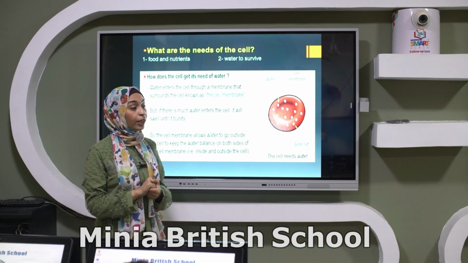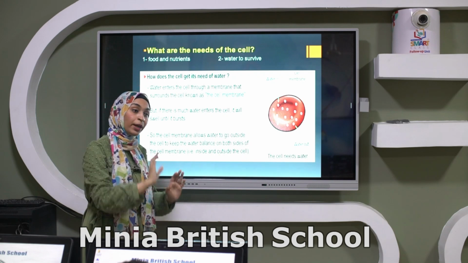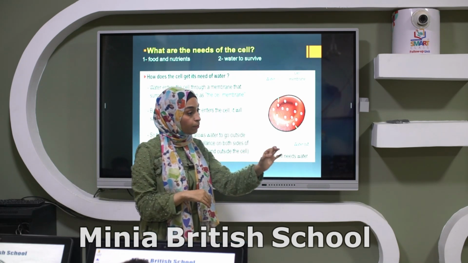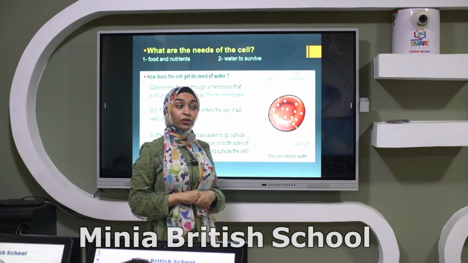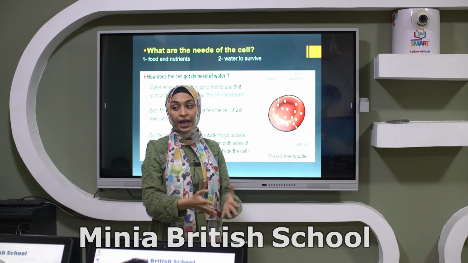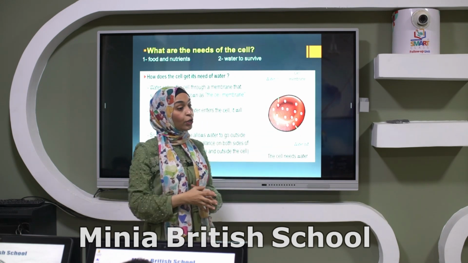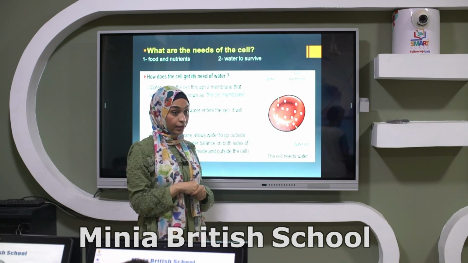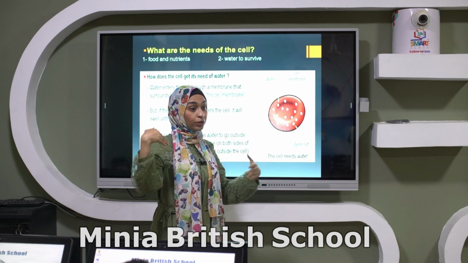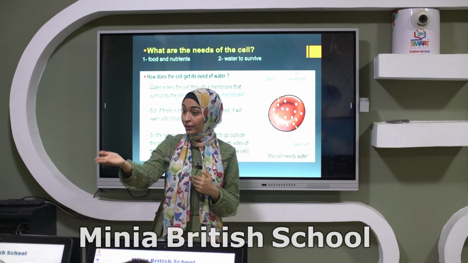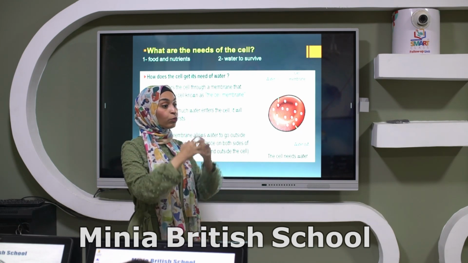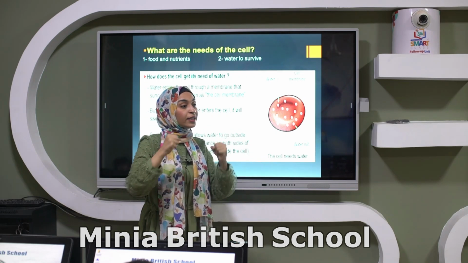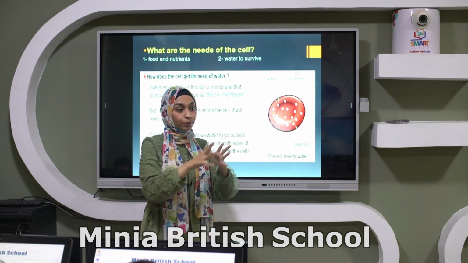Also, we said the human body can grow from a baby to an adult by increasing the number of cells. And also we said all cells have a cell membrane to control what enters or leaves the cell. But if much water enters the cell, more than it needs, the cell will swell, will inflate, will increase its size until it is broken, until it explodes.